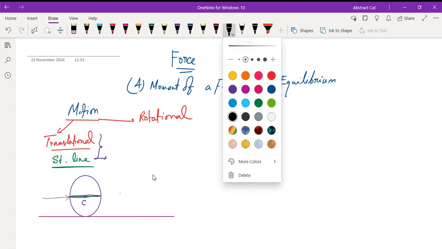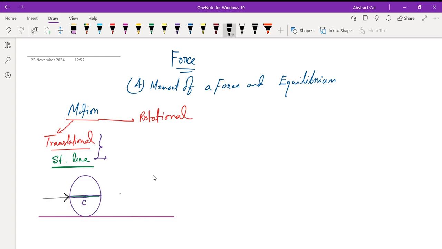If we apply the force here, at this point on the diameter, then the object goes in the direction of motion like this. Suppose this is the x-axis. The object goes in this direction, so its path is a straight line. These are called translational motion, or linear motion.